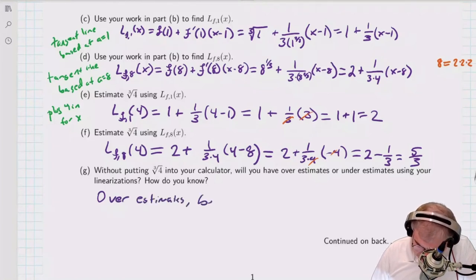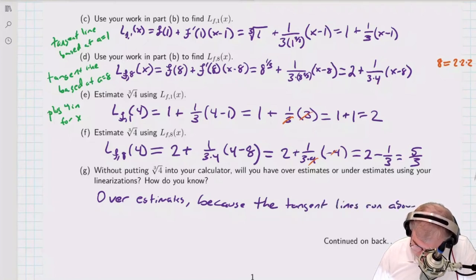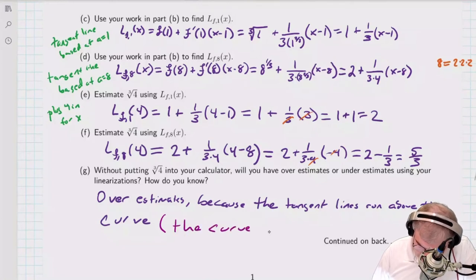Because the tangent lines run above the curve, which, by the way, is the definition, if you watched the last video already, the curve is concave down.